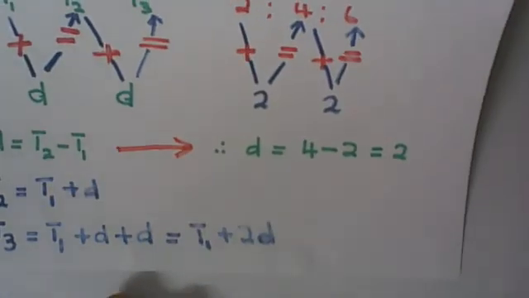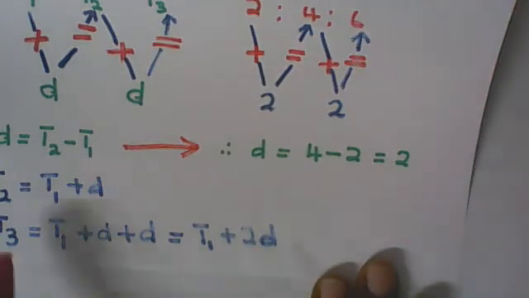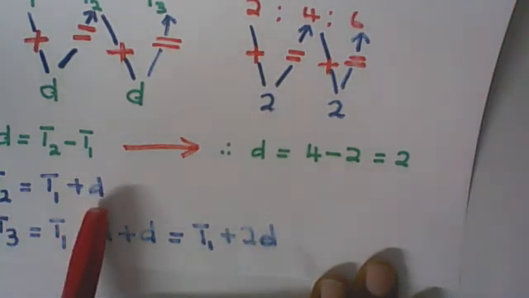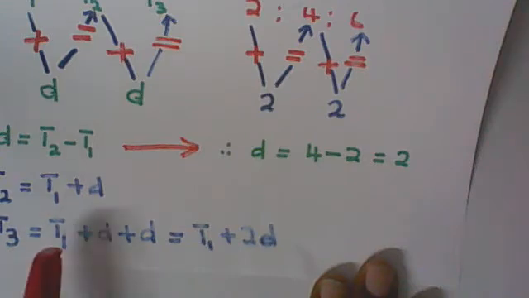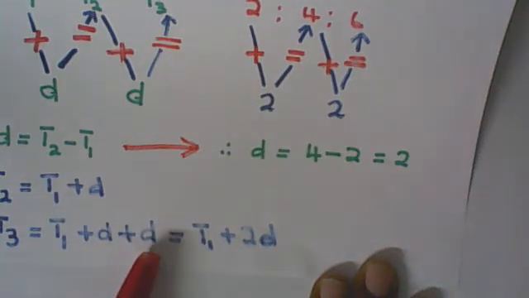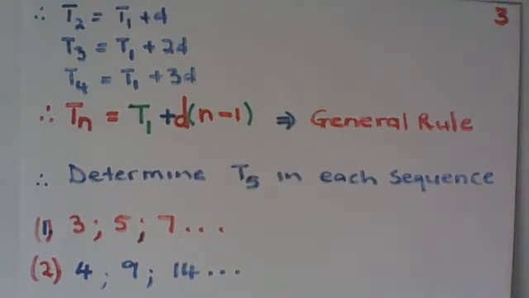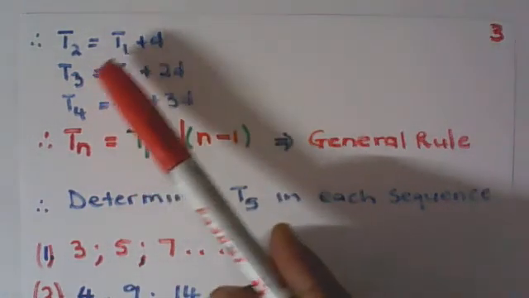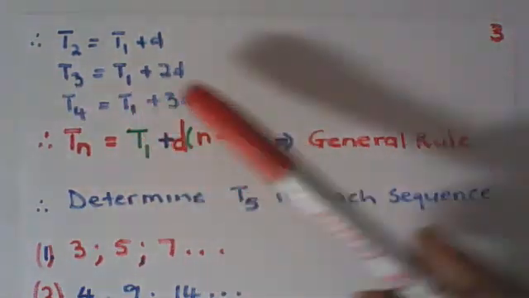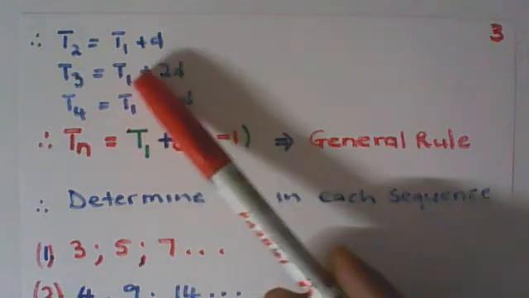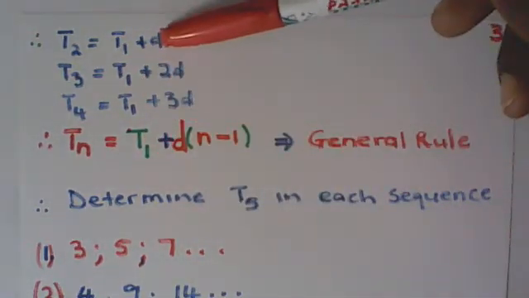Now, we come to a realization that term number 2 is equal to term number 1 plus D. And term number 3 is equal to term number 1 plus D plus D, which is equal to term number 1 plus 2D. Why? Because D plus D, these are like terms. And then when you add them up, they will give you 2D. So it goes without saying that, let's start with term number 2. Term number 2 is equal to term number 1 plus D, and term number 3 will be equal to term number 1 plus 2D. So look at the sequence that is happening here.